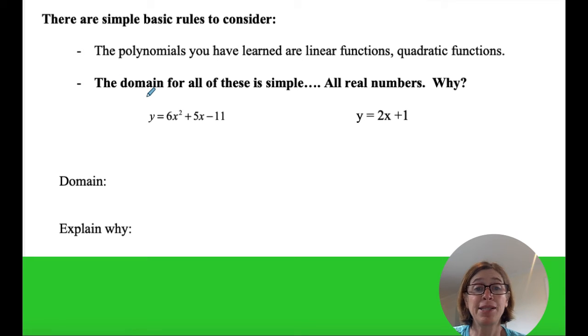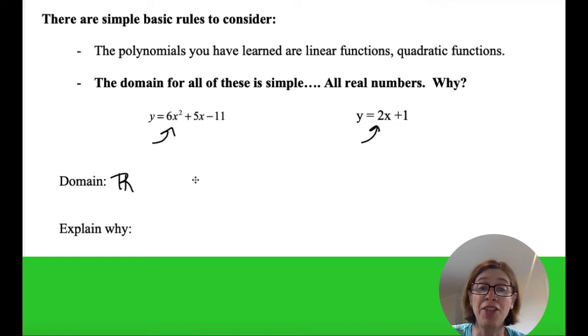First, we want to know that there's some basic rules to consider. The polynomials that you've learned in Algebra 1, linear functions and quadratic functions, these domains are simple. They're all real numbers. Why? Well, there's no x I'm not allowed to plug into either one of these. I can plug in -1,000, I can plug in a half, I can plug in 0. There's no limit, there's no impermissible inputs. So for quadratic functions and linear functions, it's helpful if you remember their domain is all real numbers, and you'd write that with interval notation, -infinity, infinity.